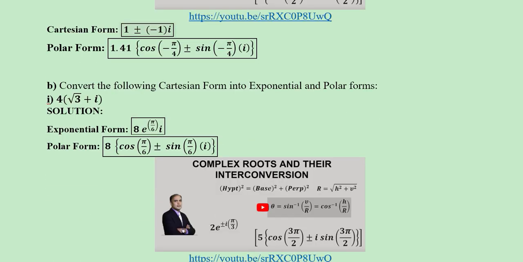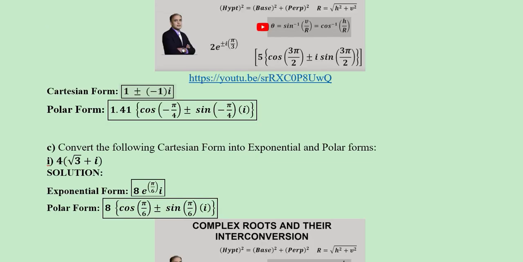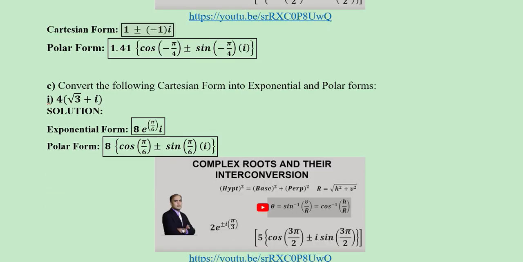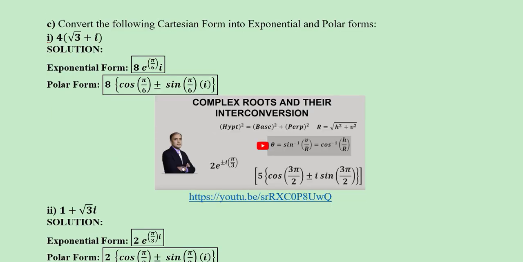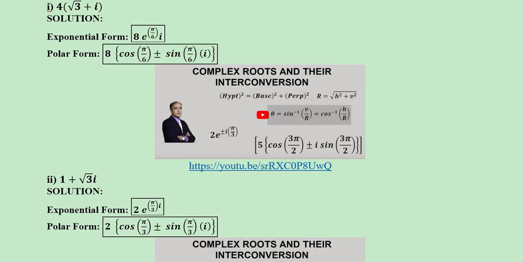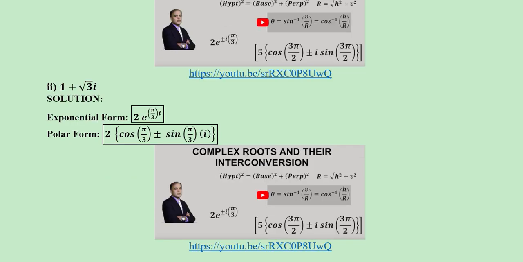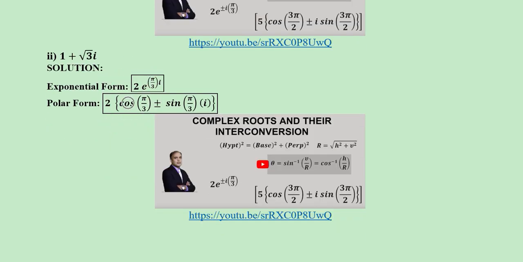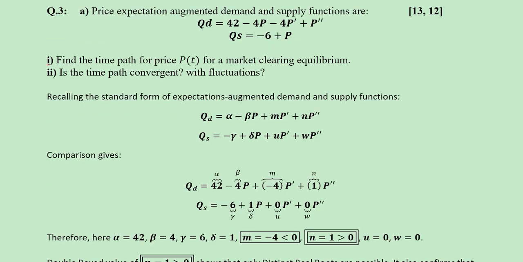Now we come to the other part in which we have to convert the given Cartesian form into exponential and polar forms. This is the first part that we need to solve. This is the exponential form, this is the polar form that we can convert, and this is the video that can guide you how to do this. So another part is to be solved. These are the exponential and polar forms of it, and the method is given in this video. You can follow this link for that.